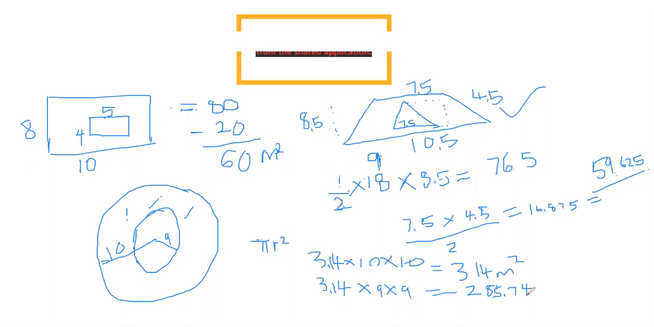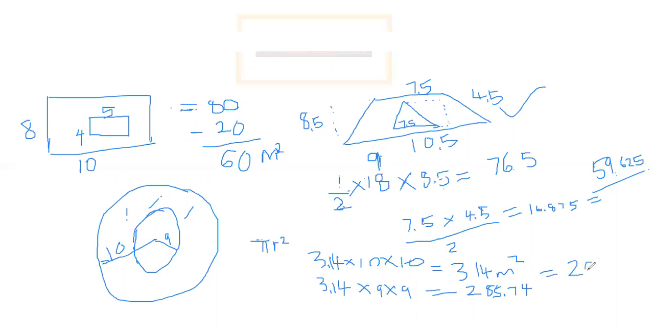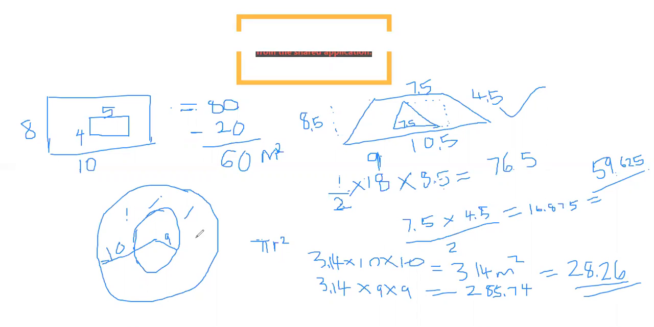Remember, the first one is 314 square meters. The second one is 254.34. So I'm going to say 314 minus 254.34. I'm going to get my answer 59.66. So the answer is going to be 28.26 as the area of the shaded part.